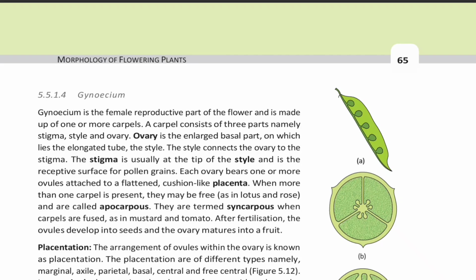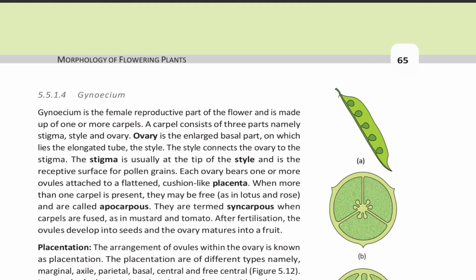5.5.1.4 Gynoecium. Gynoecium is the female reproductive part of the flower and is made up of 1 or more carpels. A carpel consists of 3 parts, namely stigma, style and ovary. Ovary is the enlarged basal part on which lies the elongated tube, the style. The style connects the ovary to the stigma. The stigma is usually at the tip of the style and is the receptive surface for pollen grains. Each ovary bears 1 or more ovules attached to a flattened cushion-like placenta.